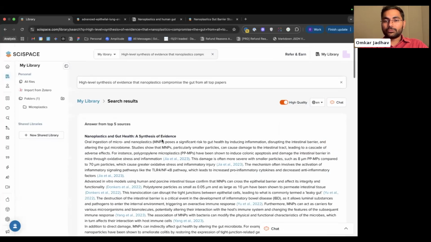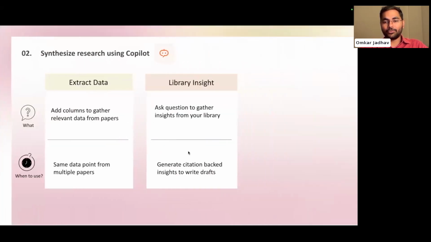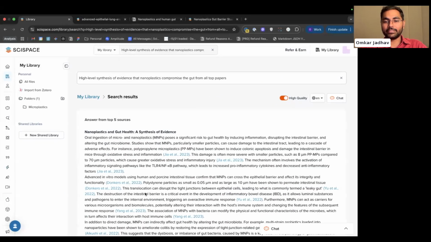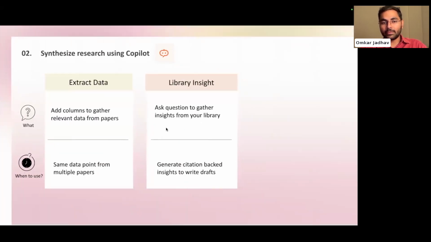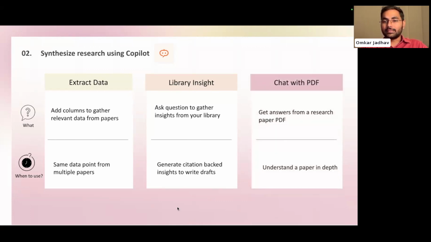Okay, excellent. So going back to our slide. So what we have seen is that I can generate a library insight. It will answer my question. It will generate a good, excellent draft, which is generated here, right? Which is citation backed. I made a note of it and I can extract data from the papers when I want to ask a particular question against each one of these papers, right? Okay, excellent. Now let's go to the third way in which I can use Copilot to synthesize my research, right? The third is chat with PDF. This is something which is quite unique.